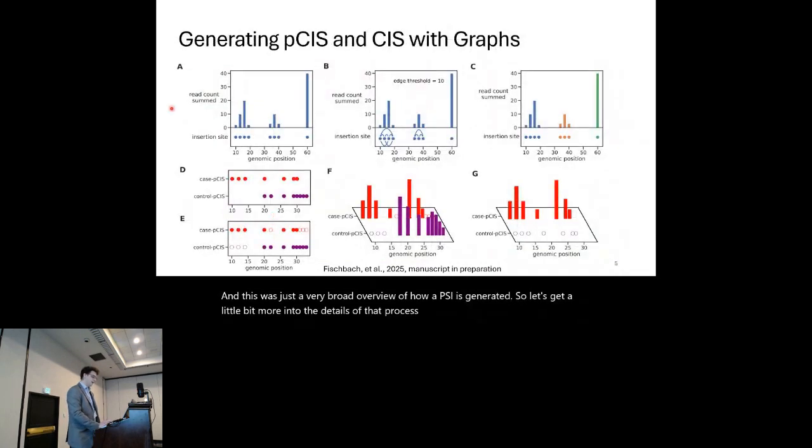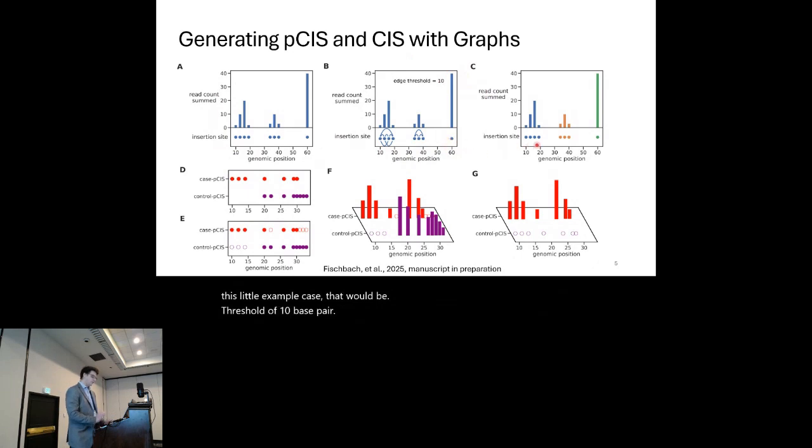The first part is that each insertion site is added as a node to the graph with additional information such as the total read count at each insertion site. After all nodes have been added, the genomic distance between each node and all other nodes is calculated, and edges are added between the pairs of nodes with a distance below a given threshold. And in this little example case, that would be a threshold of 10 base pairs.